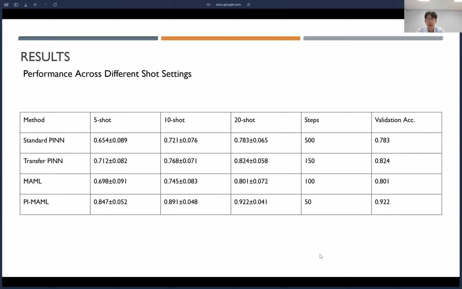And this is just another view of our results, where we can see consistent improvement across all few-shot settings, and the performance gap increases with more adaptation data. The standard deviations are smaller for our method, indicating more stable performance, and we achieve substantial improvement even in very few-shot scenarios.